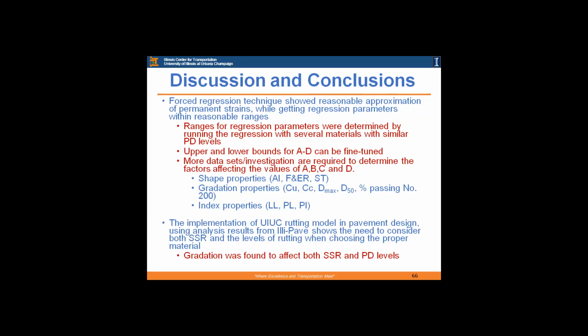We show the ELIPAVE and UIEC routing model used together in pavement design, and we show that the model can actually be successfully used for an application in the design of unbound layers in pavement design.